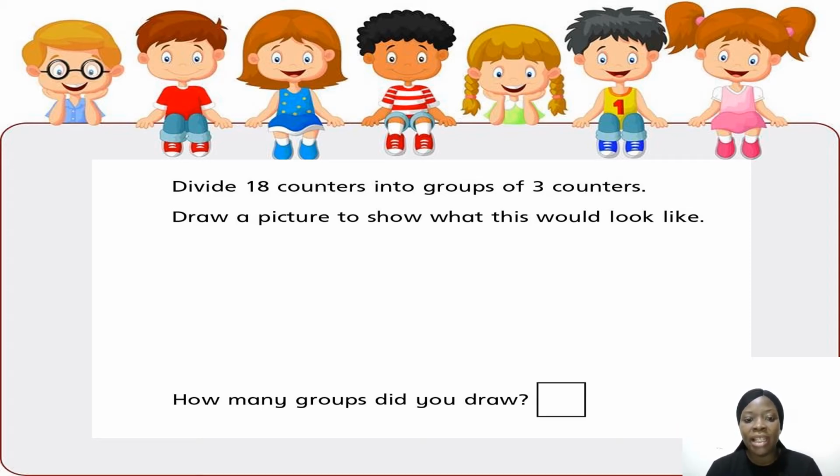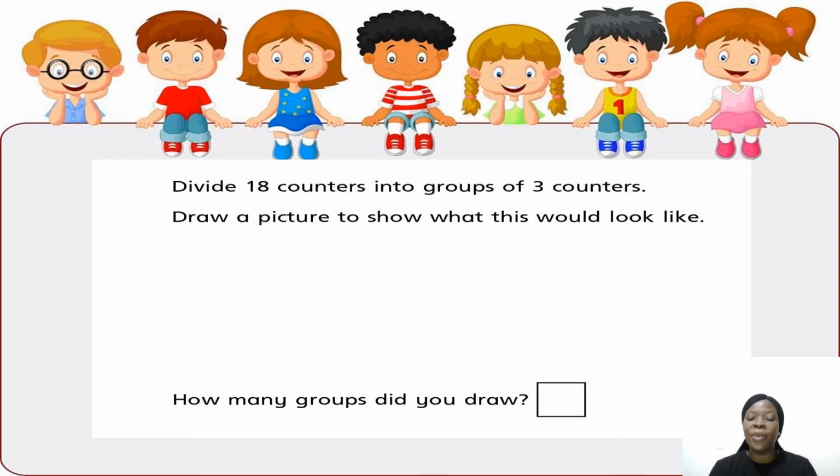It says divide 18 counters into groups of 3 counters. Draw a picture to show what this would look like. Pause the video and have a go at this. How many groups did you draw? Pause the video and have a go.